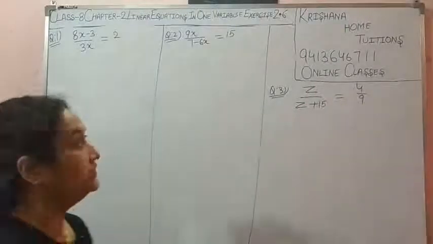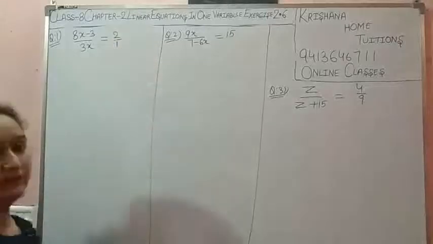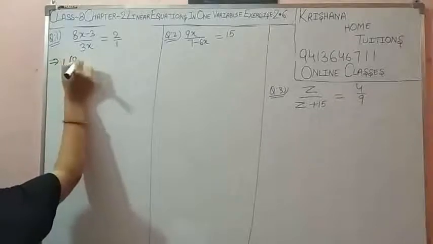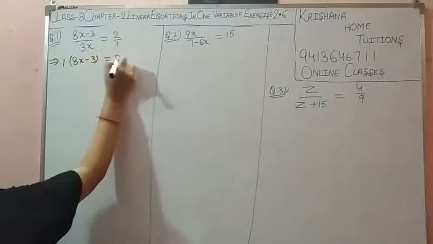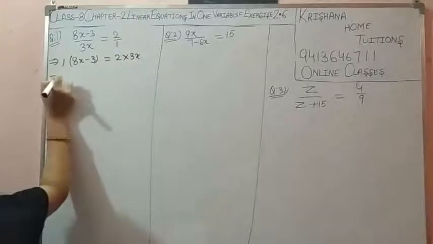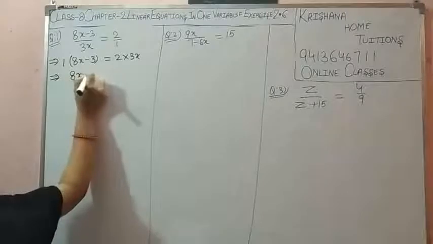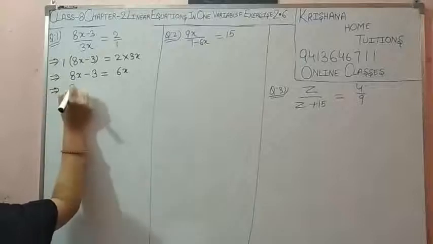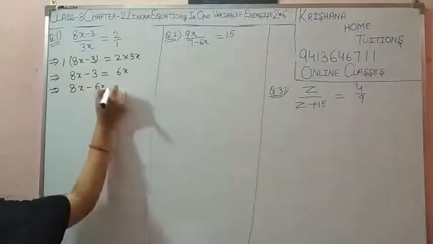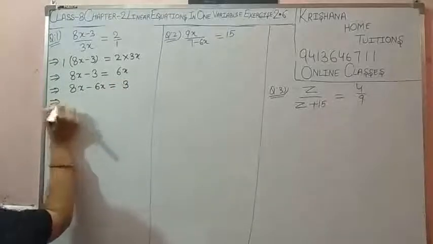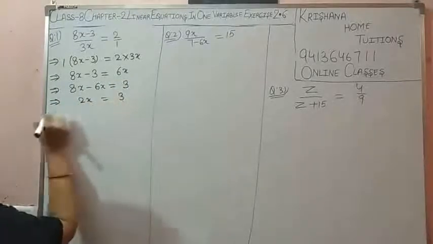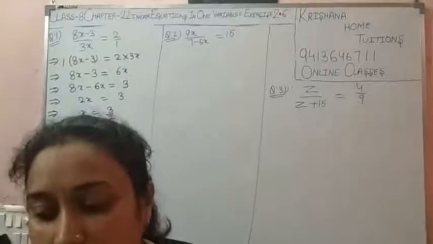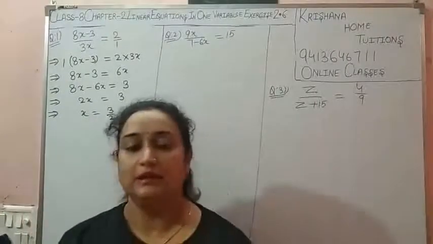Here first we have to reduce the term by cross multiplication. I am writing 1 under the 2. So now I am cross multiplying the terms. That means 1 will multiply with 8x minus 3 and 2 will multiply with 3x. So 8x minus 3 is equal to 6x. Now I am transferring the term: 8x minus 6x is equal to 3. 2x is equal to 3. So x is equal to 3 upon 2. This is the solution of this question.